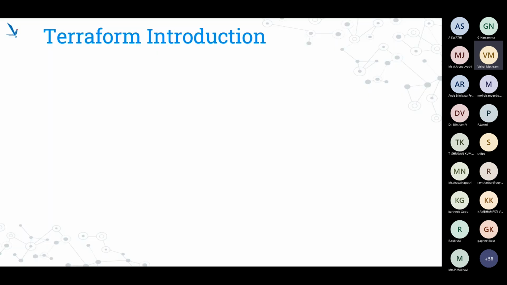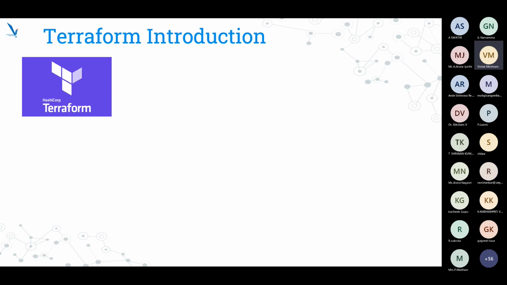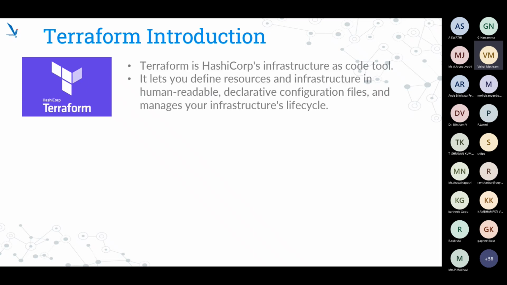Next, as I mentioned, it is a HashiCorp tool. HashiCorp is a company which introduced this tool, and Terraform is HashiCorp's infrastructure as code tool. It defines infrastructure in human readable declarative configuration files, and for this purpose they have introduced a new language called HCL, that means HashiCorp Configuration Language. So it's similar to JSON, that is a key value pair, but they have introduced this new language to write the scripts.